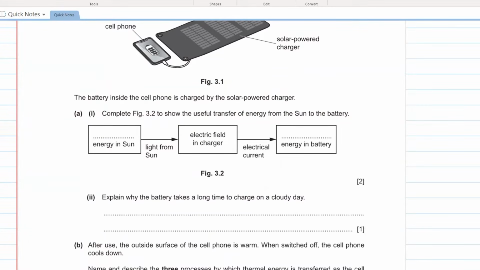बेटा सन में कौन सी एनर्जी होती है, sun always contains nuclear energy. Nuclear energy in the sun converts to light from the sun, electric energy in the charger, and that gets converted into what? Battery में हमेशा कौन सी एनर्जी होती है बेटा? Chemical energy.